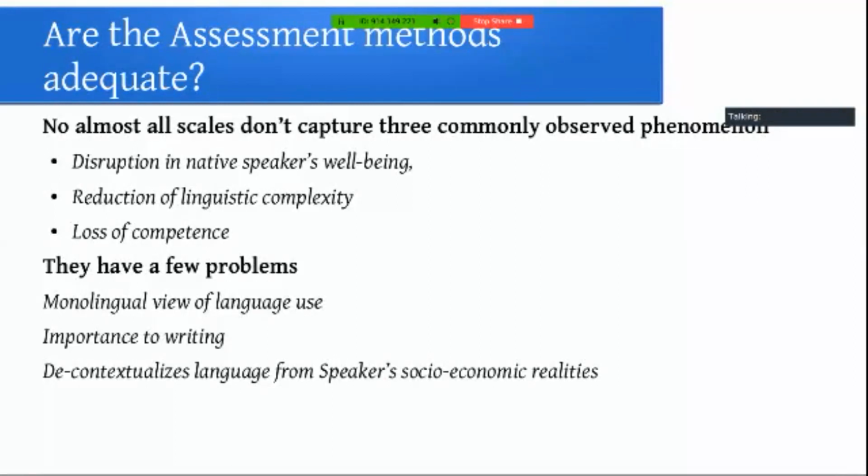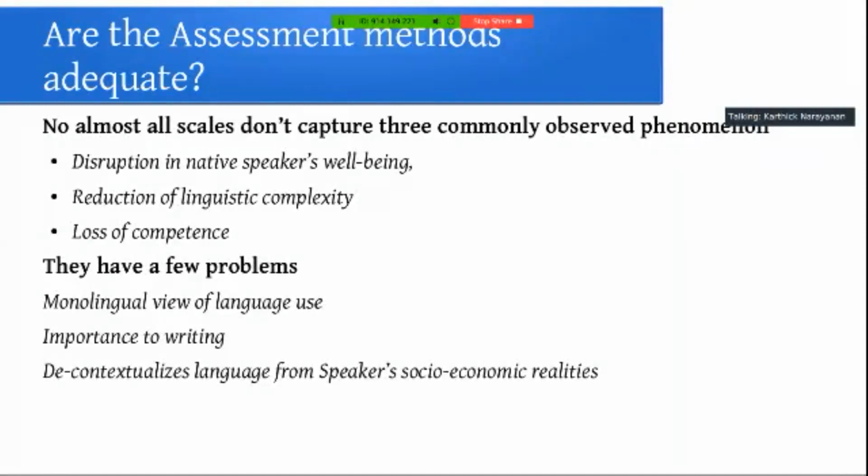And except UNESCO, almost all of them decontextualize the language from speakers' socio-economic reality. So they are not worried about the language policy, they are not worried about the social and economic condition. Now, these are certain things that they really have a problem. So these are real ideological problems that are very common with these methods.